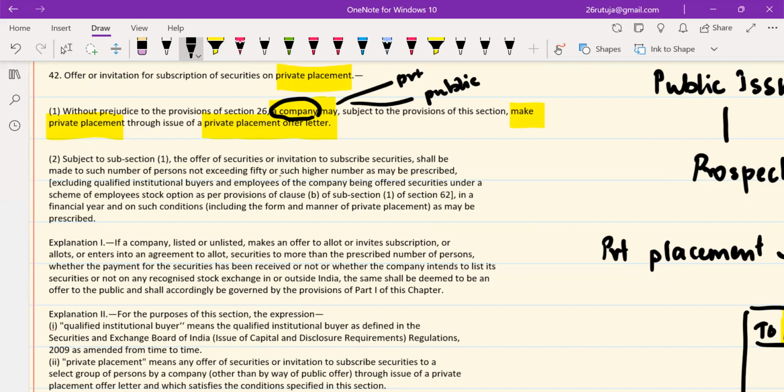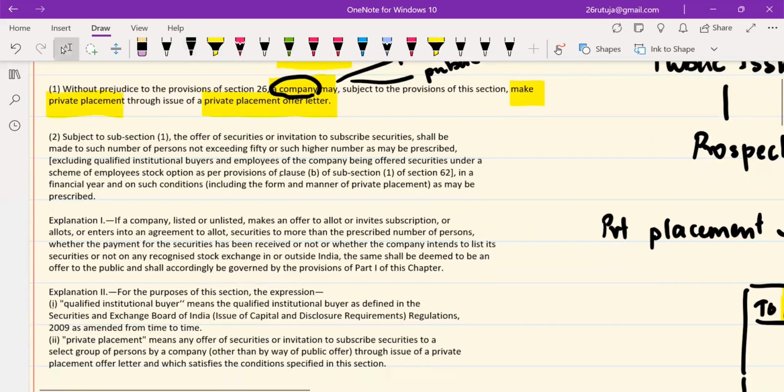Next subsection says that offer of securities shall be made to such number of persons not exceeding 50. So at a time, a private placement offer letter can be issued to a maximum of 50 persons, and it excludes qualified institutional buyers and employees of the company.